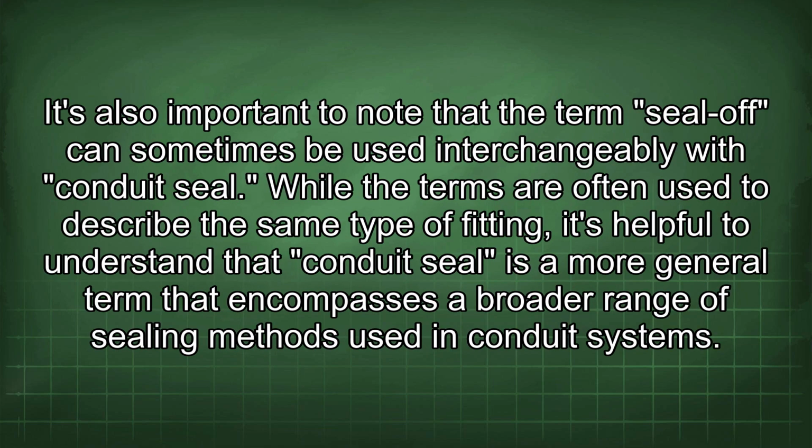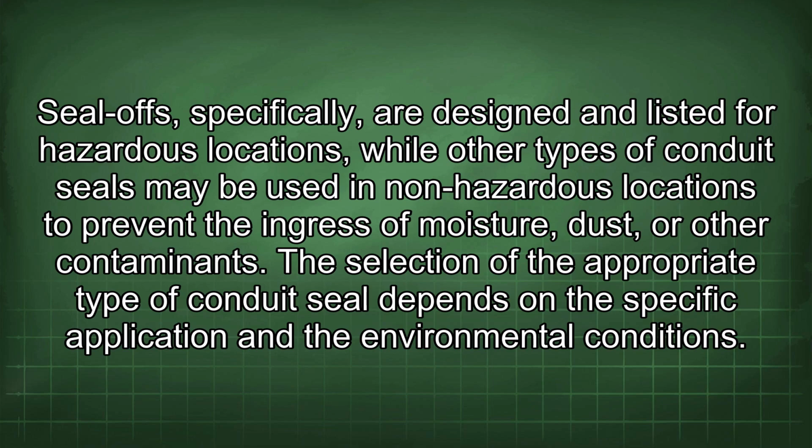It's also important to note that the term seal-off can sometimes be used interchangeably with conduit seal. While the terms are often used to describe the same type of fitting, it's helpful to understand that conduit seal is a more general term that encompasses a broader range of sealing methods used in conduit systems. Seal-offs specifically are designed and listed for hazardous locations, while other types of conduit seals may be used in non-hazardous locations to prevent the ingress of moisture, dust, or other contaminants.